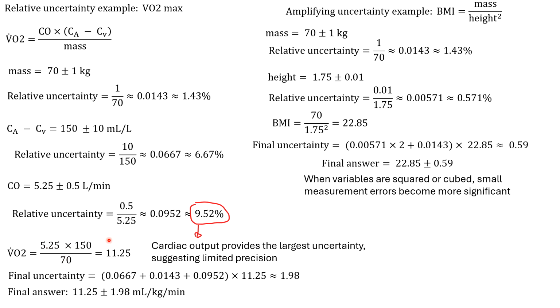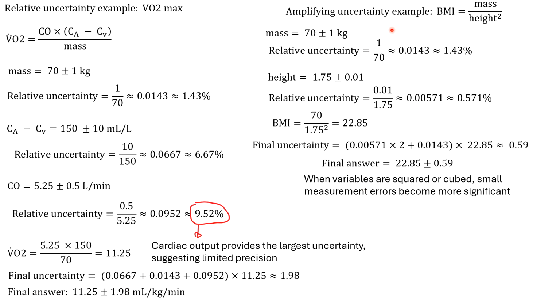Now, the final value without uncertainties is 11.25 when I substitute into the formula the values that I have. And to find the final uncertainty, again, you add them up and multiply them by this final value to give you 1.98. And 1.98 would be added to the final value for this final answer.